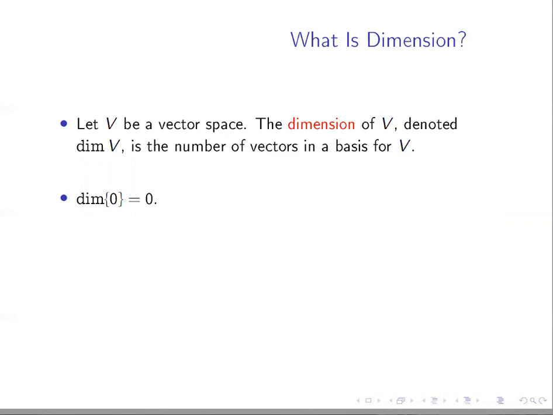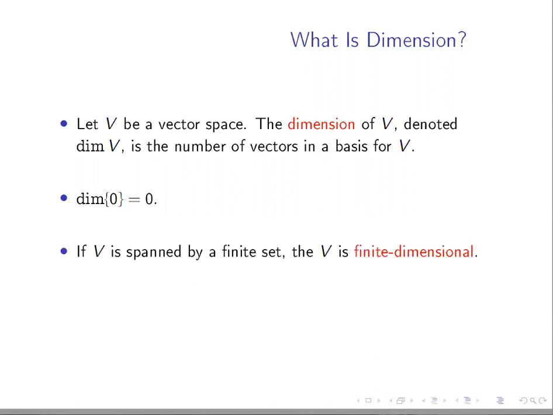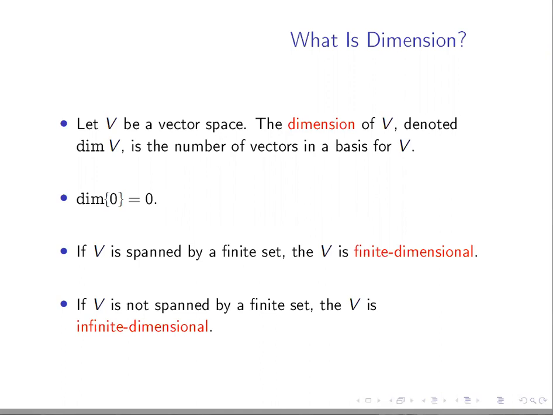The dimension of the zero vector space is a very tricky one. It's 0. That's because the basis would be the zero vector, but the zero vector is technically not linearly independent, so we don't worry about it. Every other vector space, besides the zero space, that is spanned by a finite set, we call finite dimensional. On the other hand, if it's not spanned by a finite set, then it's infinite dimensional.